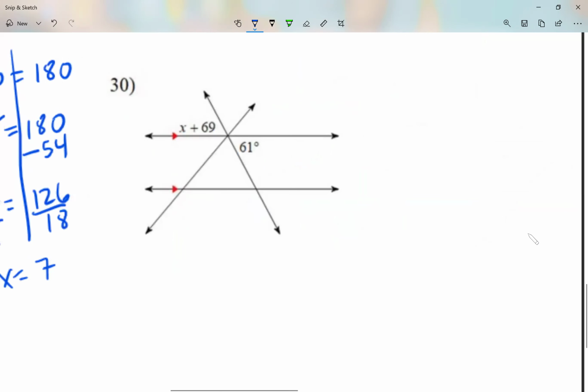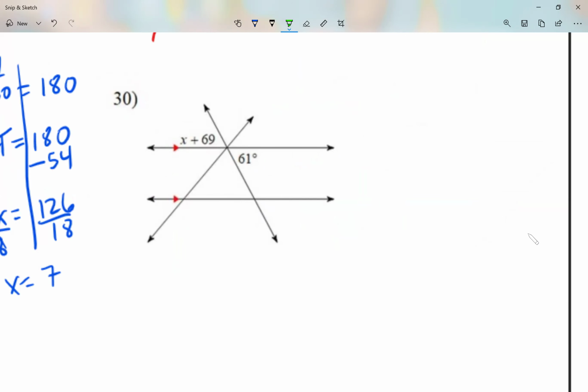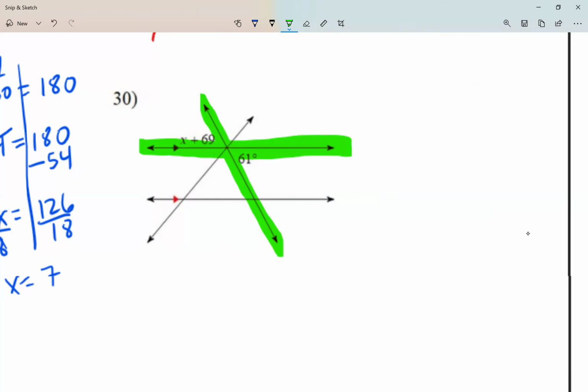So let's take a look at number 30. To make the angle x plus 69, I need this line and this line. And those two lines also make the angle 61. Let me erase the extra line, so I don't need this line. And as a matter of fact, I don't need this line either.